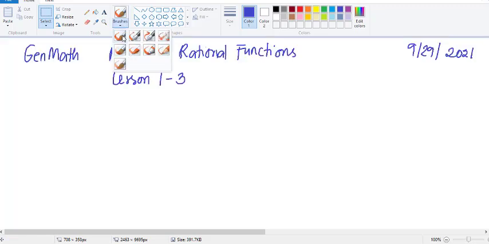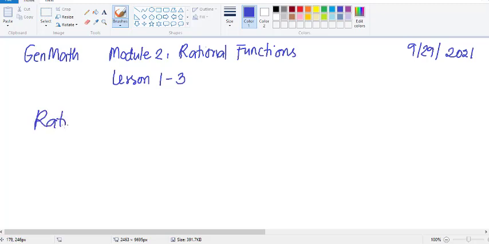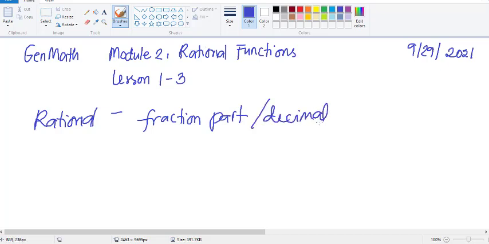Anyway, so moving on, rational function. From the word rational, matagal na ito, nung high school pa kayo. But I mean, nung junior high school kayo, rational function just means there is a fraction part. Ganun lang, no? Meaning, there is a fraction. Okay?